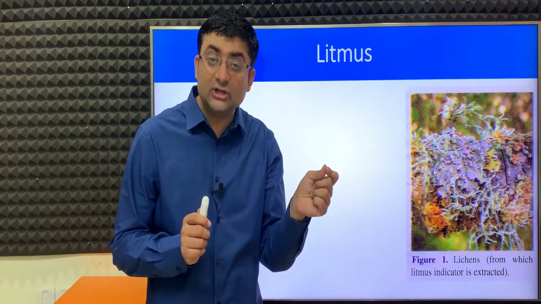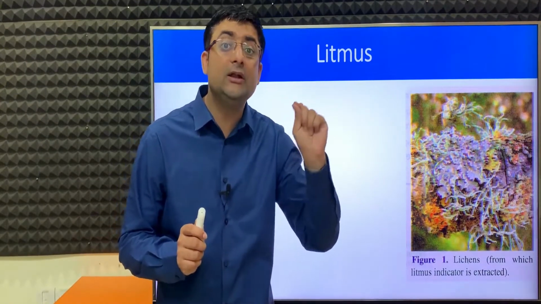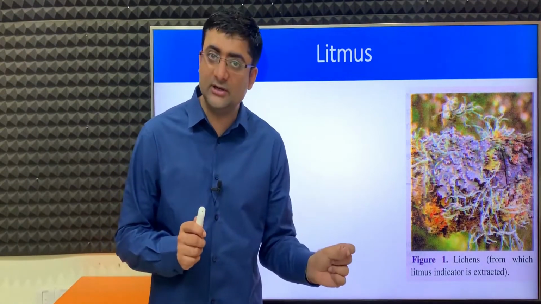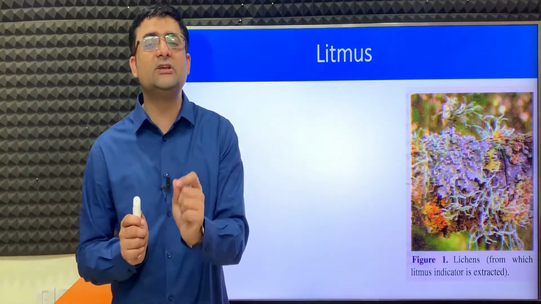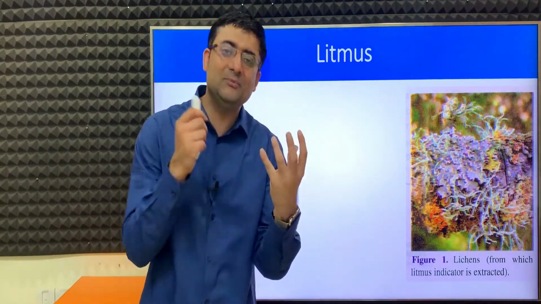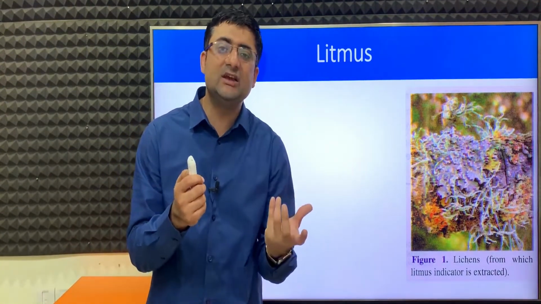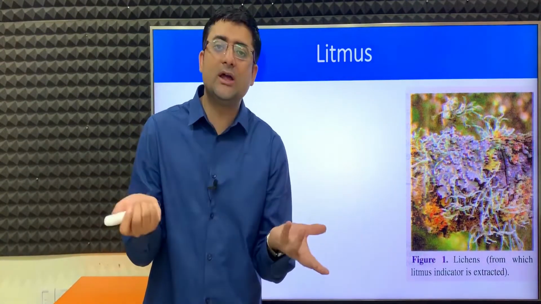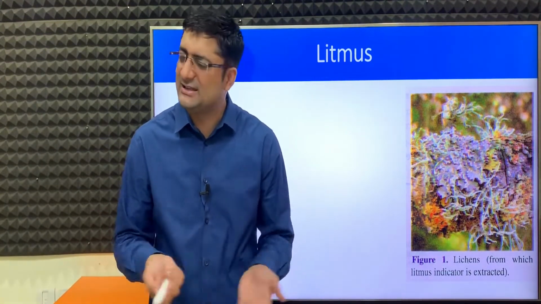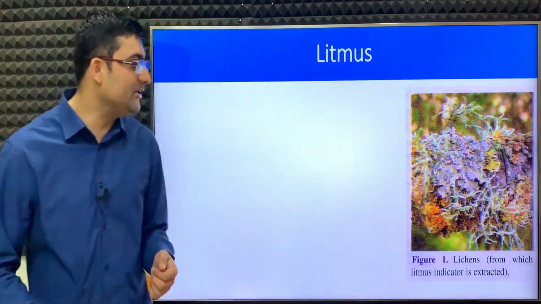Next, how does the color of litmus change? Whenever you add litmus to an acidic solution, it will turn red. I repeat, whenever you add litmus to an acidic solution, it will turn red, and whenever you add it to a basic solution, it turns blue. So by judging the change in color, either red or blue, we can judge whether the substance is acidic or basic. And in case there is no color change, it means the substance is neither acidic nor basic. It is neutral. Is this clear?